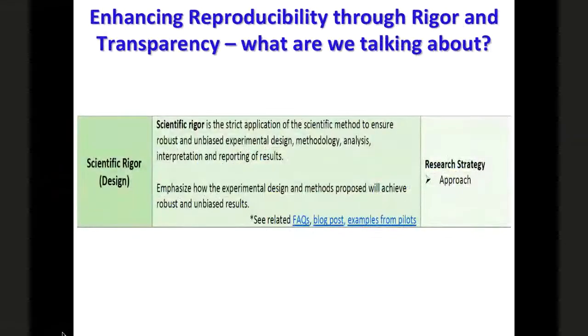All right. So this is the scientific rigor, right? Application of the scientific method, robust, unbiased experimental design, blah blah blah. How the experimental design will achieve robust and unbiased. So in the old days, it was called the experimental design. Now it's called the approach. The research strategies, part of the approach, or the approach is part of the research strategy. All right. What's an example of this?